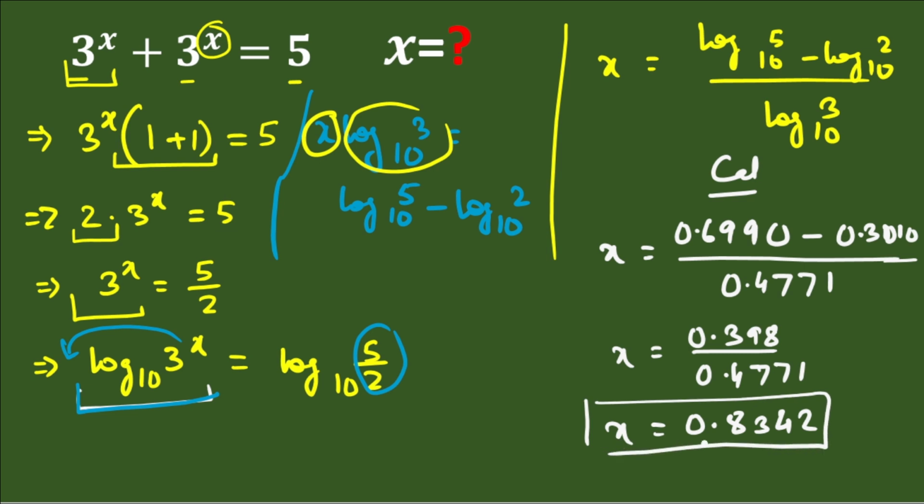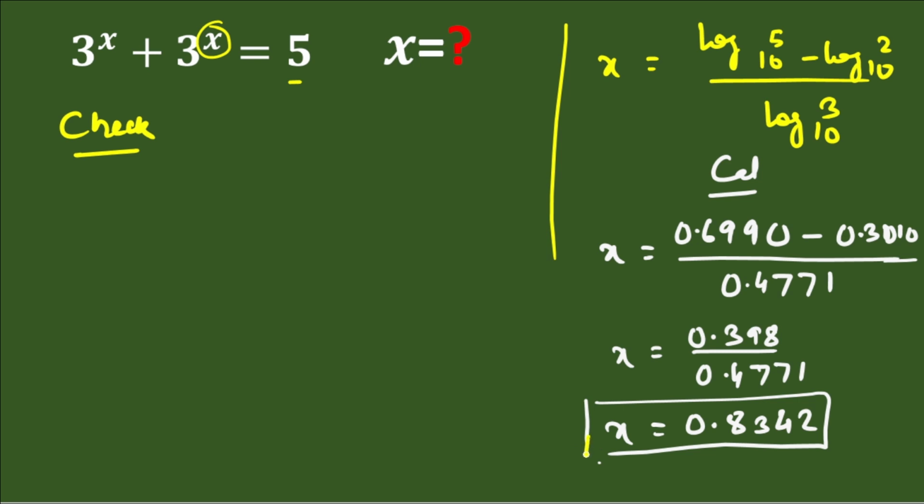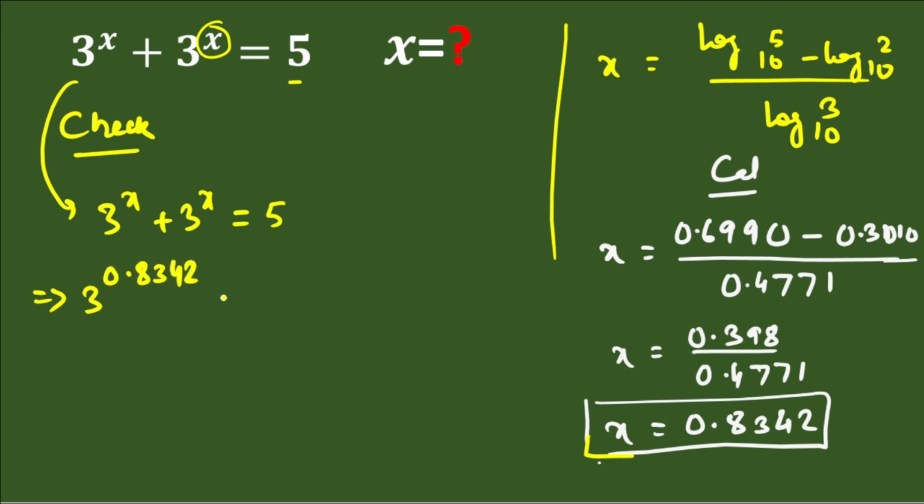Now we'll check whether the value of x satisfies this expression or not. For checking, we'll put the value of x over here. So it is 3 to the power x plus 3 to the power x, that is equal to 5. Now in place of x we'll write 0.8342. So it is 3 to the power 0.8342 plus again 3 to the power 0.8342, that's equal to 5.